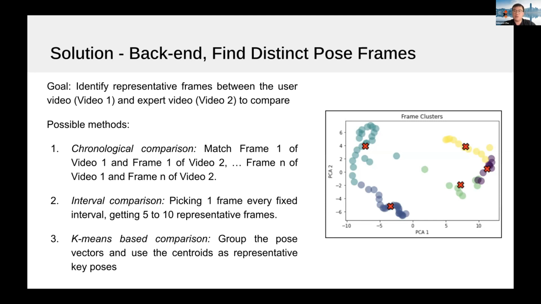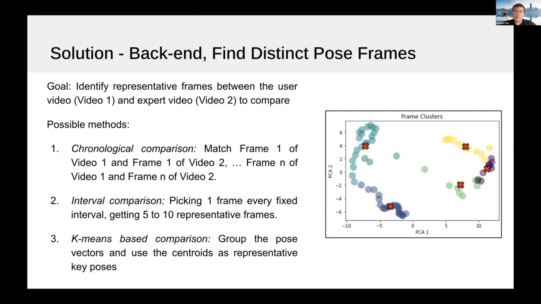The first is a chronological comparison. We're comparing frame 1 of video 1 and frame 1 of video 2, frame 2 of video 1 and frame 2 of video 2, and so on. This way we're creating matching frames according to their chronological order. However, this solution typically provides inaccurate data because the two videos may have different numbers of frames depending on their frames per second. Some videos may have 60 frames per second and some may have 24.